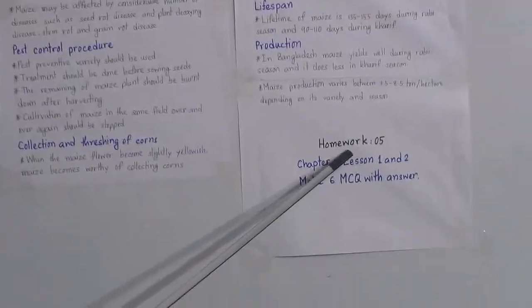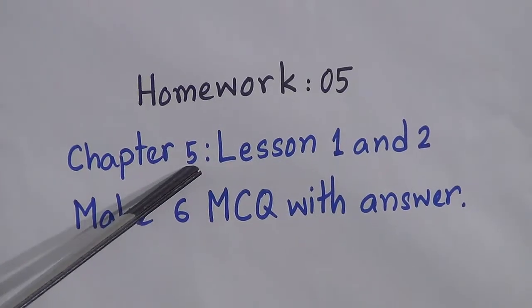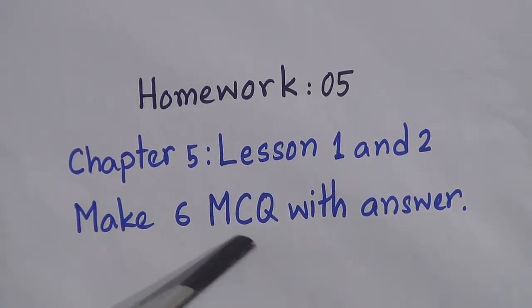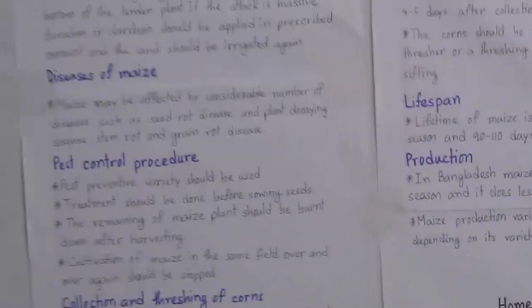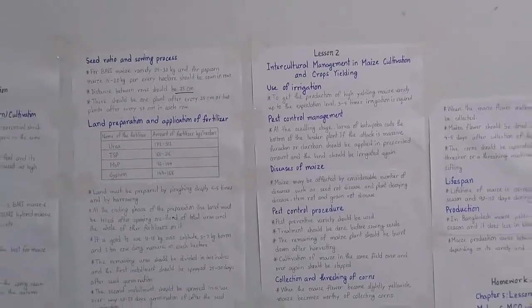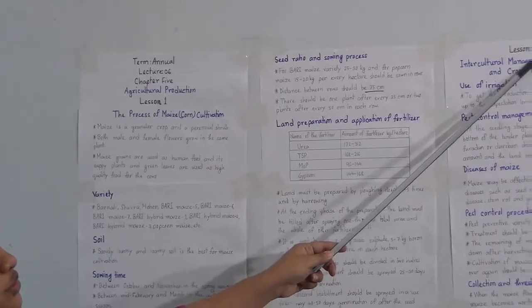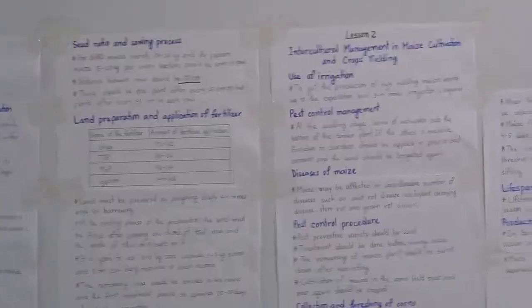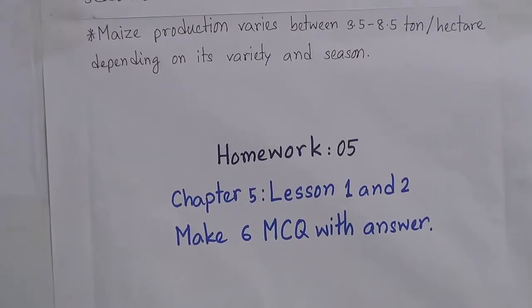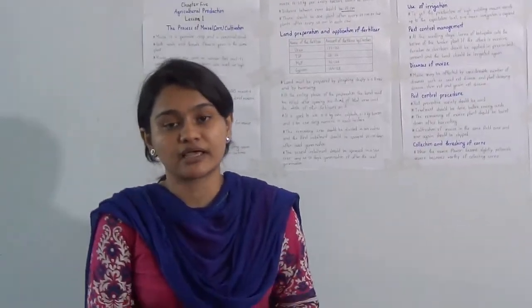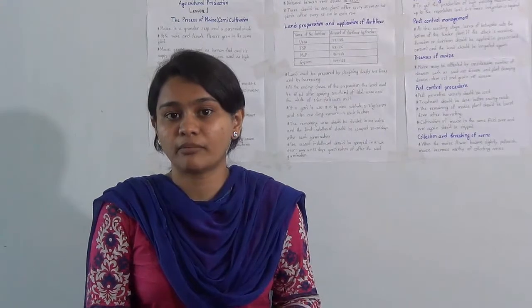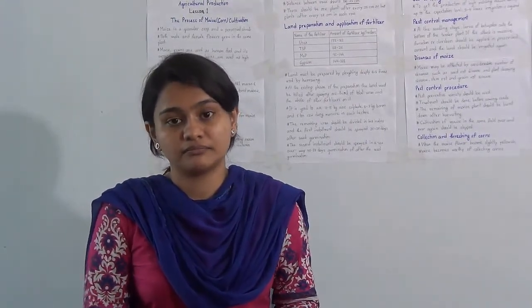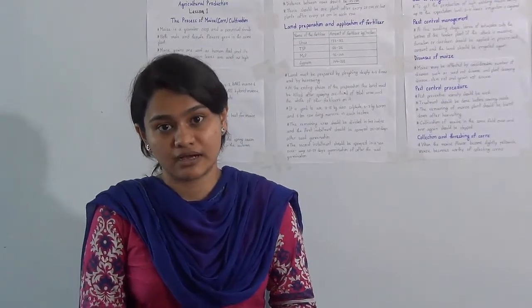And now there is homework number 5, from chapter 5, lesson 1 and 2. You will make 6 MCQ with answer. I repeat, you will make 6 MCQ with answer. My dear students, this is a summary of your lesson 1 and 2. So you will go through lesson 1 and lesson 2 at home. Then you will make 6 multiple choice questions with answer. From our today's lesson, from lesson 1 we know the process of the cultivation of maize plants, and from lesson 2 we know about the elements or the environment or the things we need to take care of in maize cultivation.